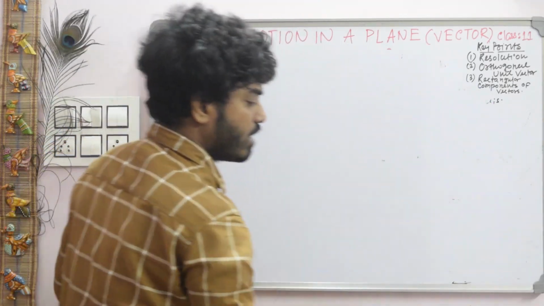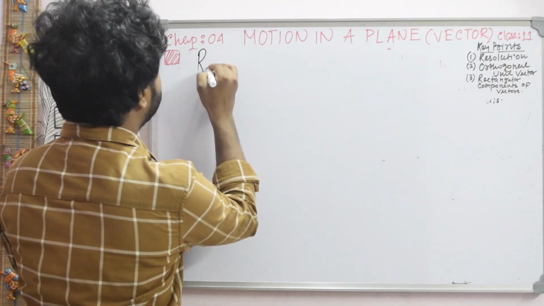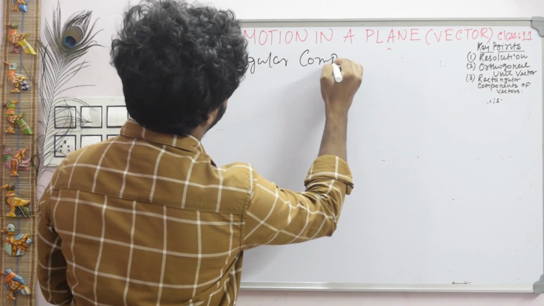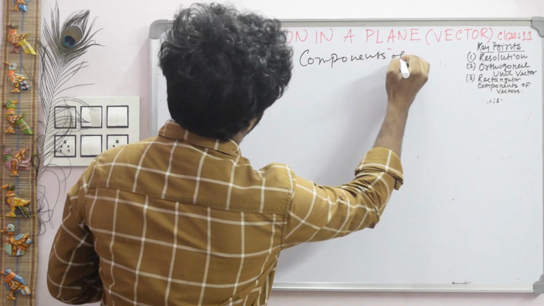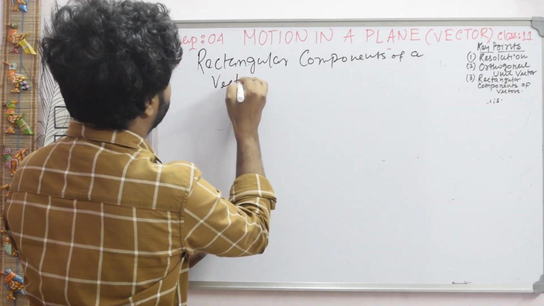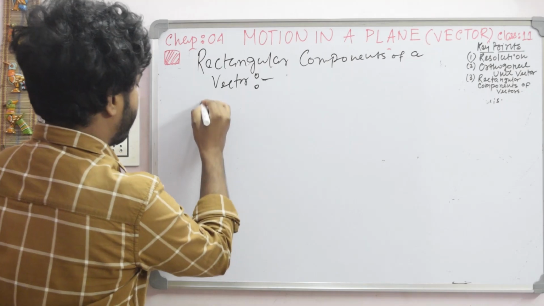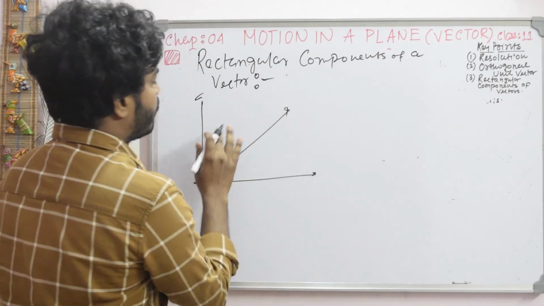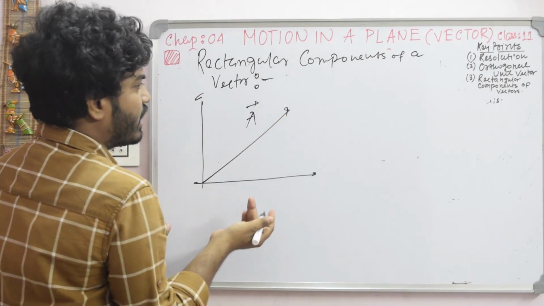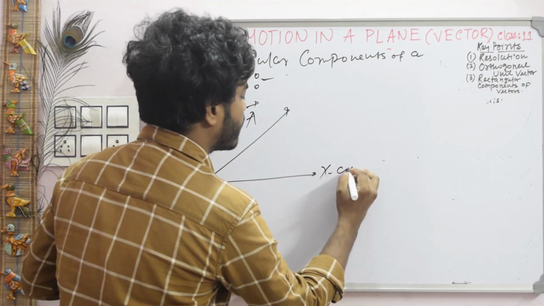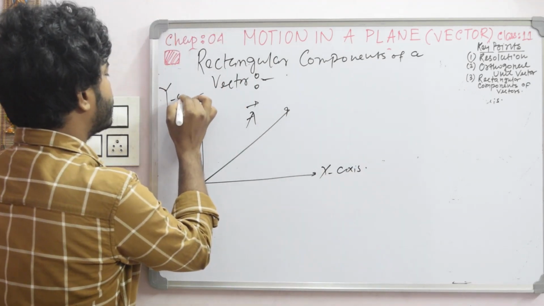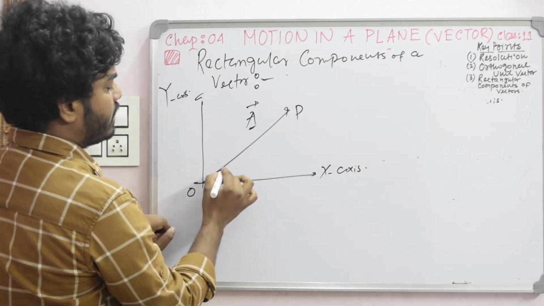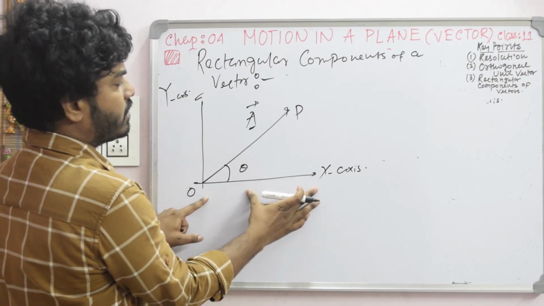Our third part is named rectangular components of a vector. Rectangular components of a vector means the splitting of a vector into two parts, in general for two dimensions. Suppose this is our x-axis and this is our y-axis, and a vector A is represented by OP. This is our vector A, and it makes an angle theta with the x-axis.